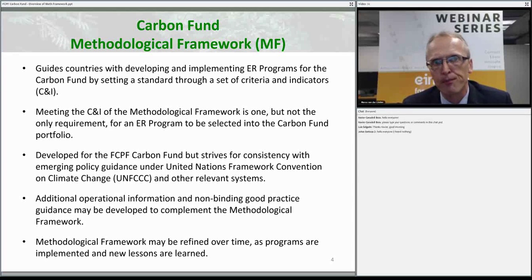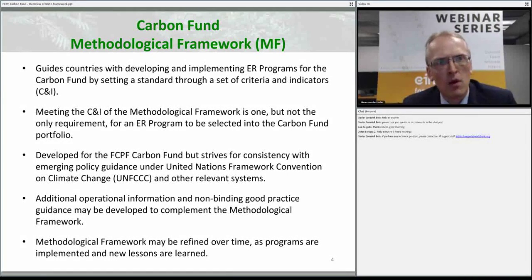But to help you to develop programs, the Carbon Fund will be providing additional operational information and non-binding good practice, which will be made available on the FCPF website. There's also an expectation that as we go along, since the Carbon Fund is a piloting effort, from what we learn from these pilots, we will be able to improve the methodological framework over time as programs are implemented and lessons are learned.